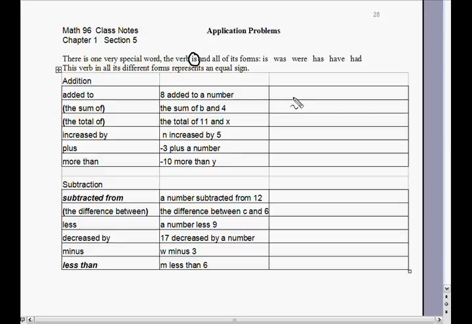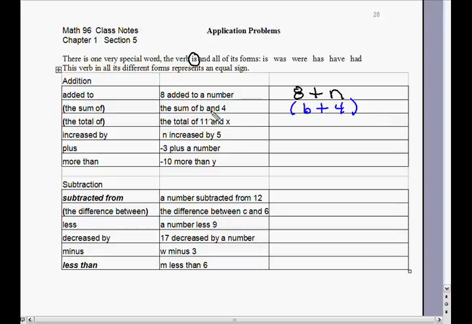Here we have addition words, added to. 8 is added to a number. Write what you read as you read it. In this next one, though, it is a little bit special that we have parentheses around the sum of, because the sum means you must get that answer first. The order of operations will allow us to get that answer first if we use parentheses. So the sum of B and 4 would be written this way: B plus 4 inside parentheses.